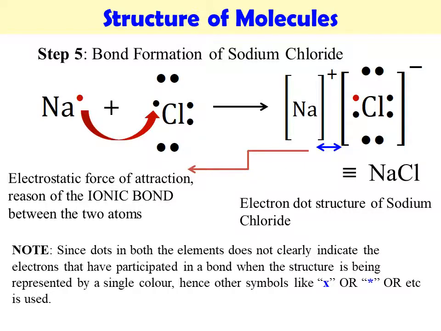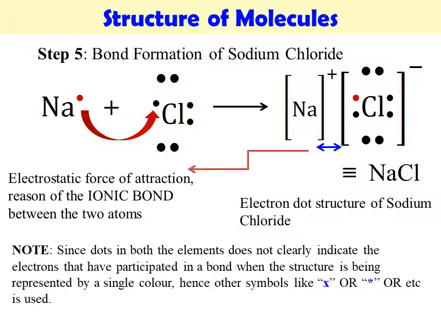Note, there is a note given also that since dots in both elements do not clearly indicate the electrons that have participated in a bond when the structure is represented by a single color, hence other symbols like cross or star or anything else are used. Remember? Since dots in both elements do not clearly indicate electrons that are participating in the bond, here I've highlighted, but actually it's an electron dot structure, so we should represent the bond formation and electrons present in every atom by dots.